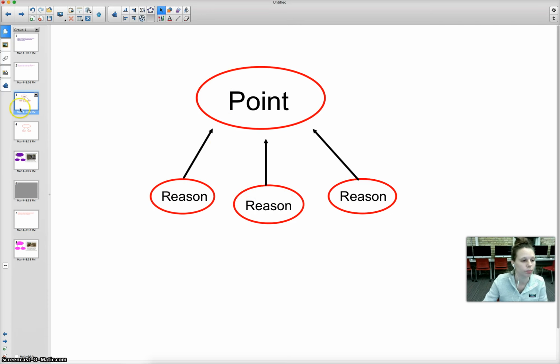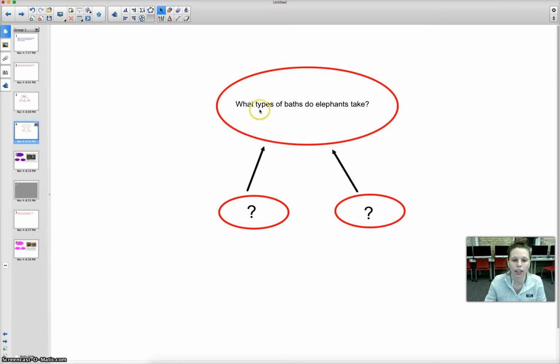So for the question, we have to find out what types of baths elephants take. That's kind of what we're trying to prove, and why they take those baths. So we're going to have to find what kind of baths they take, and then we're going to have to try to find the reasons or the little details that explain why they take this type of bath, just kind of for reinforcement. Okay, so I don't know that much about elephants.